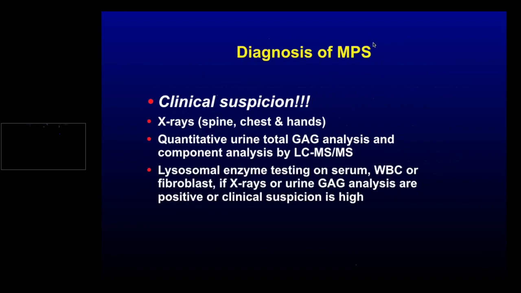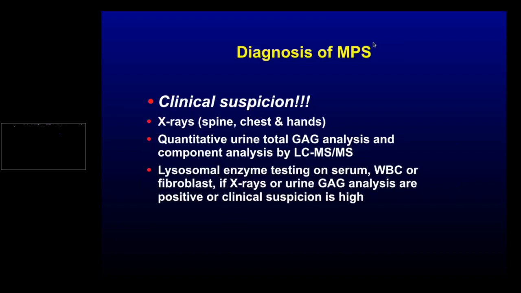that they see. One of the historical hallmarks was the increased urinary GAG analysis, so a quantitative urine GAGs. And now we're doing component analysis of that, as we can measure individually heparan, dermatan, and keratan sulfate by LC-MS/MS. Historically, the dye-binding assays were very insensitive, and for example, with the Sanfilippo patients, 25% or so would be missed because they didn't have enough material in their urine to be recognized.